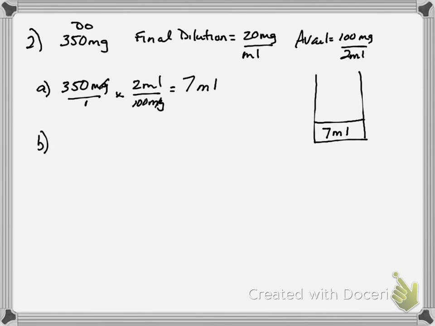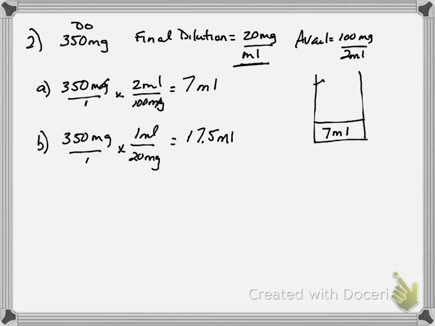Part B. What is the total volume in which the drug must be diluted to achieve a final dilution of 20 mgs per ml? So I go again with the doctor's order over 1, and this time I times it by the final dilution. The final dilution is 1 ml over 20 mgs. I multiply that through, and I end up with 17.5 mLs. So my total volume is going to be 17.5 mLs.